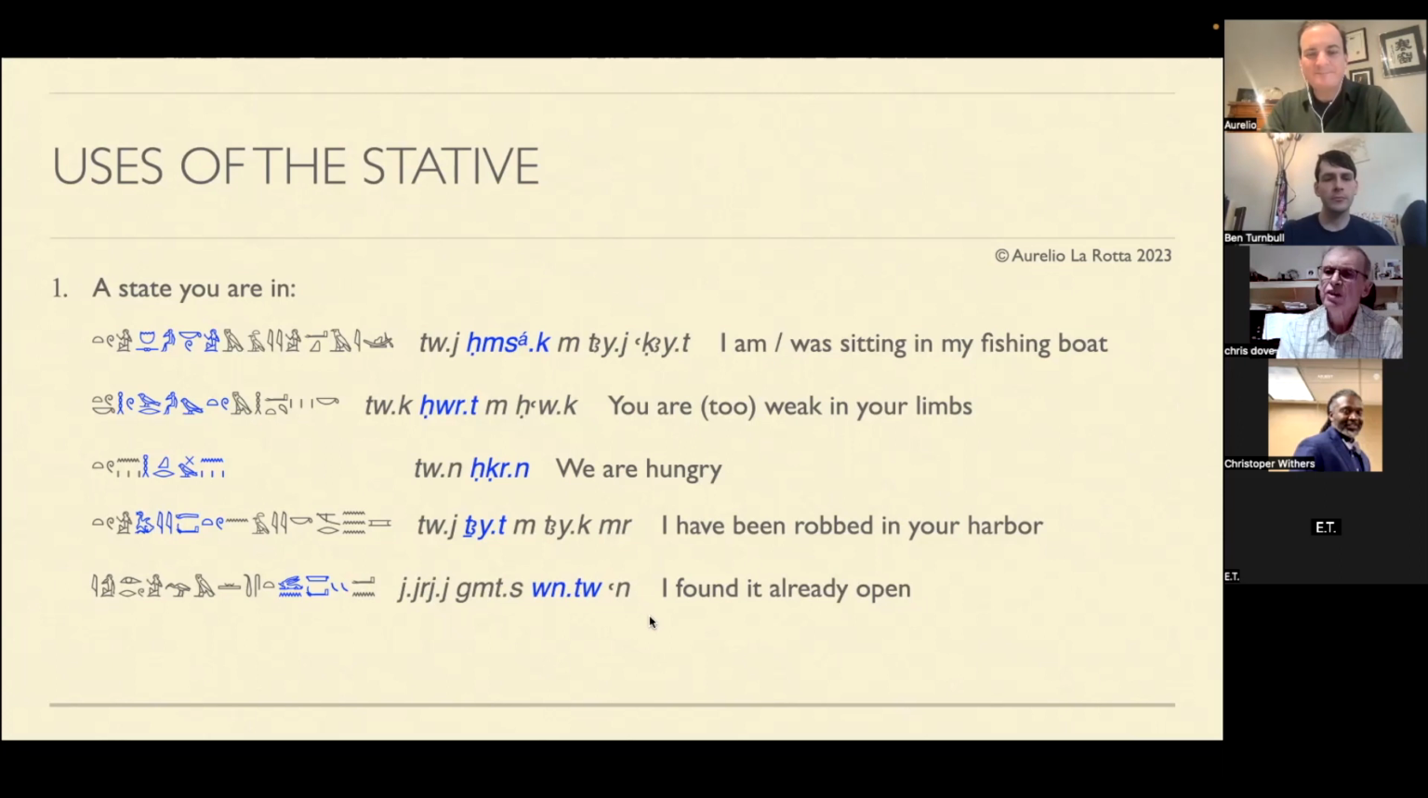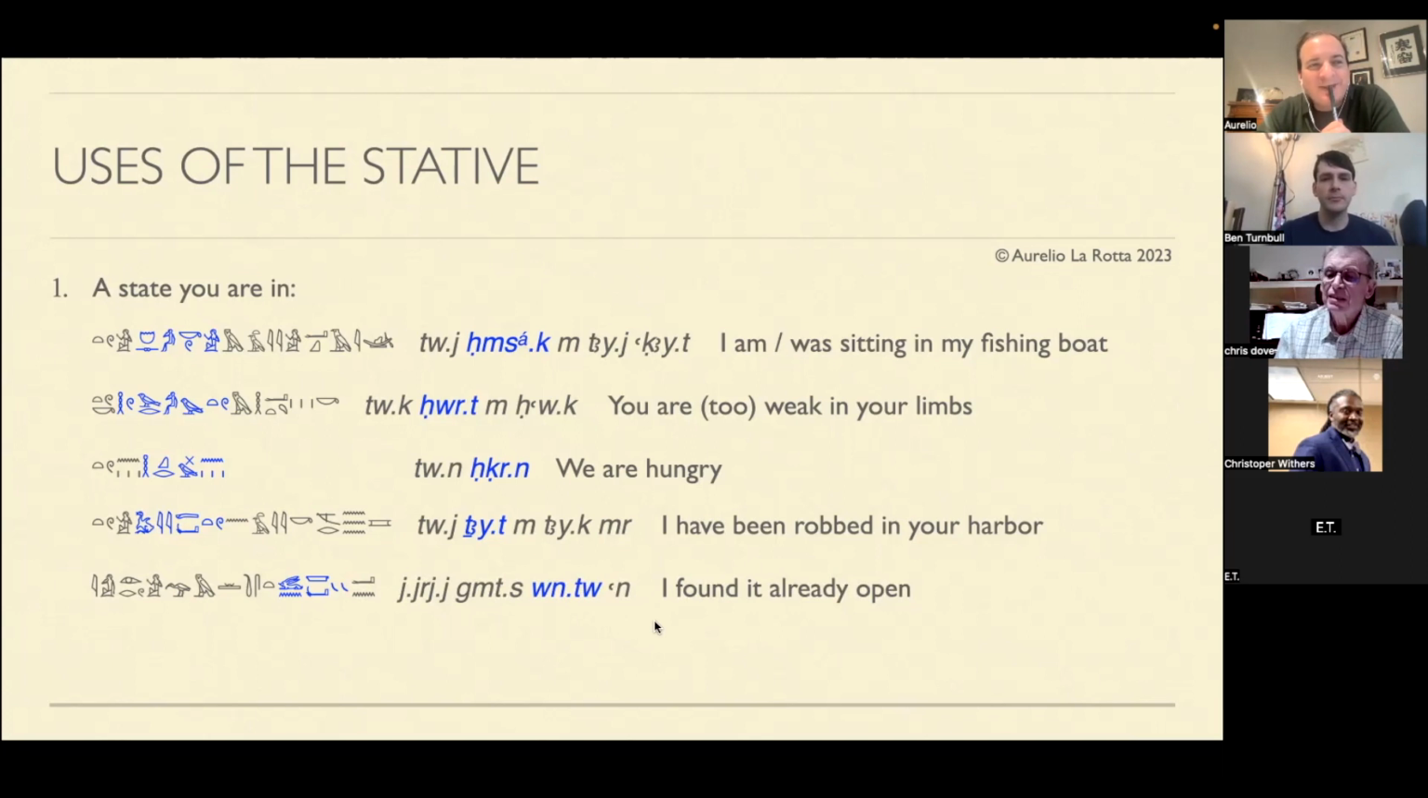Just a question, Aurelio. Yes, sir. Stative is used fairly often in Middle Egyptian. I think I read somewhere that it's used less often in Late Egyptian. Is that true? Ooh, that's a good question. I honestly don't know, because I can't put a number on it, and also my Middle Egyptian is lacking, full disclosure. I'm still learning.